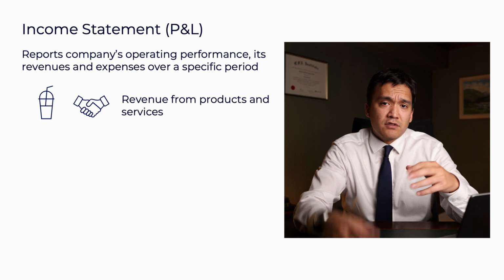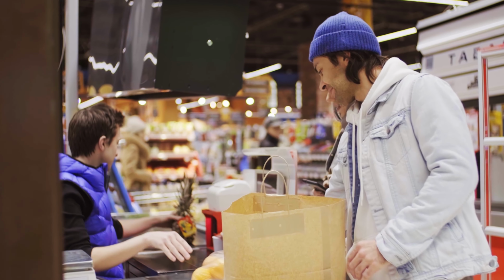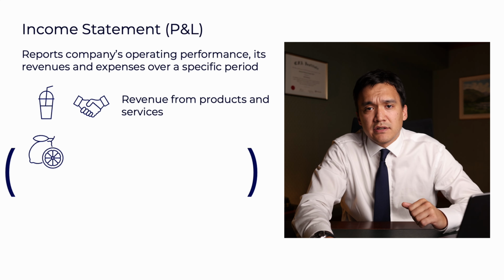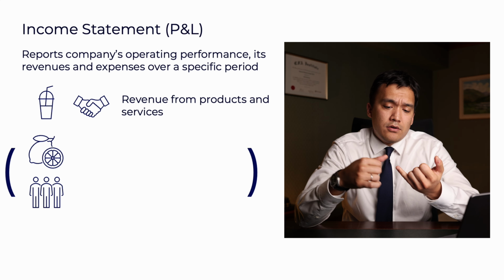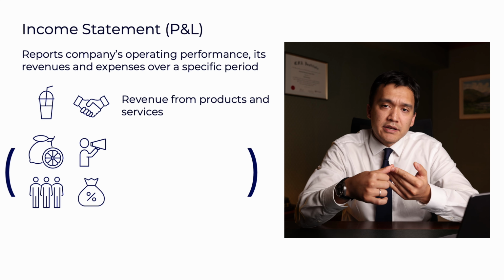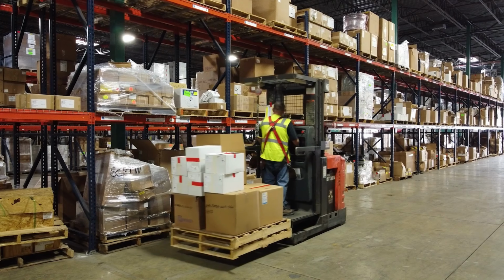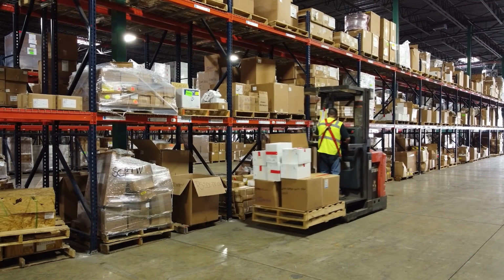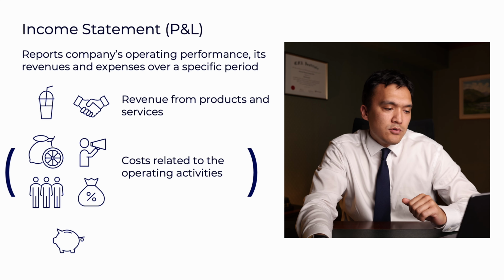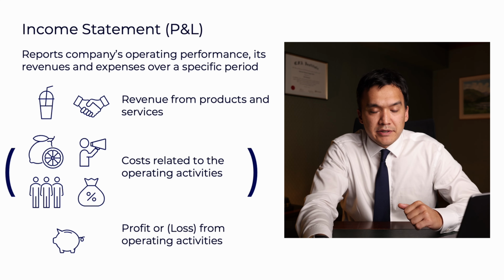So in this statement we have revenues from our products and services, and then we deduct all the costs related to our operating activities. So these are raw material expenses, salary expenses, rent expenses, marketing expenses, finance expenses, and tax expenses. And after we deduct all these operating expenses, we get our profit or loss for the period.